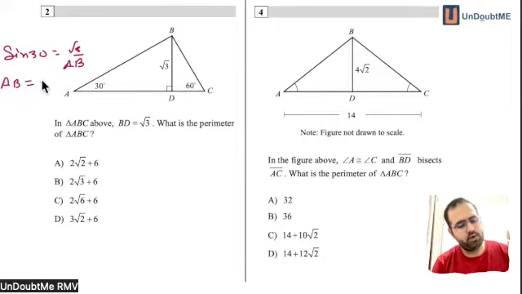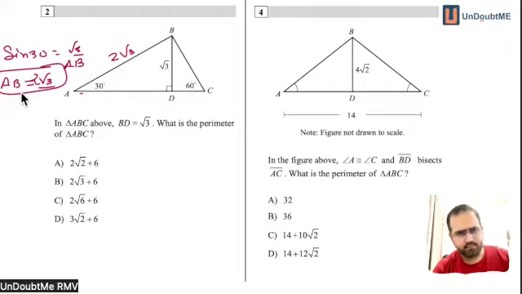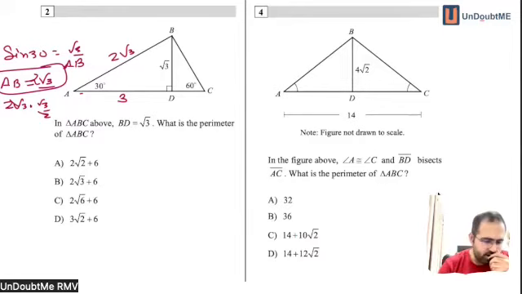Okay, so AB is root 3 by 1 by 2, so that will be 2 root 3. I got AB as 2 root 3. Then I will use cos for getting AD. I can also use tan 30. So 2 root 3 cos 30, root 3 by 2, so this will be 3. Then to get BC, I can use sine once again.